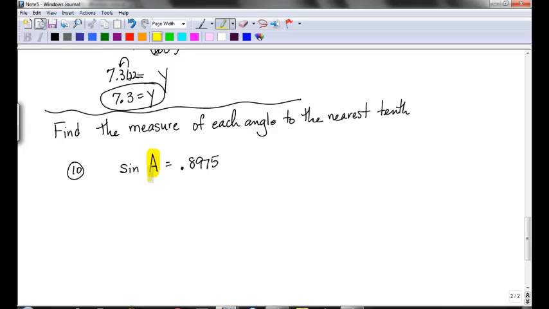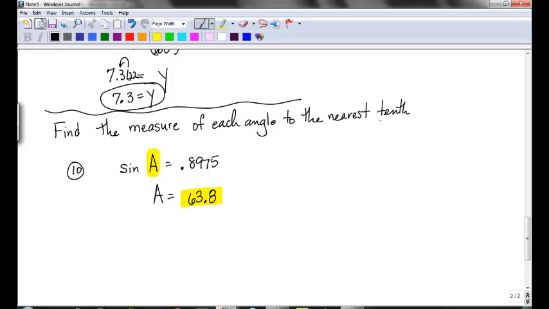Okay. Now, when you write it down, you just write down A, because we're finding the angle A. We're not finding the sine of it. So angle A is 63, and they want it to the nearest tenth, 63.8. You agree with that?